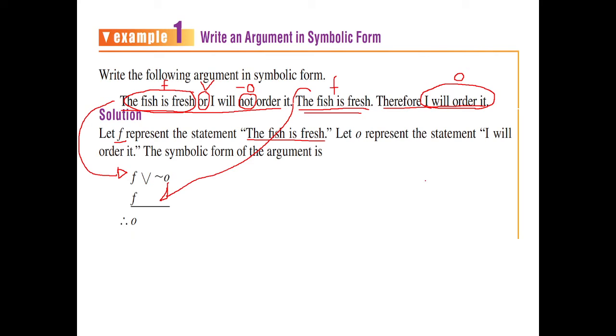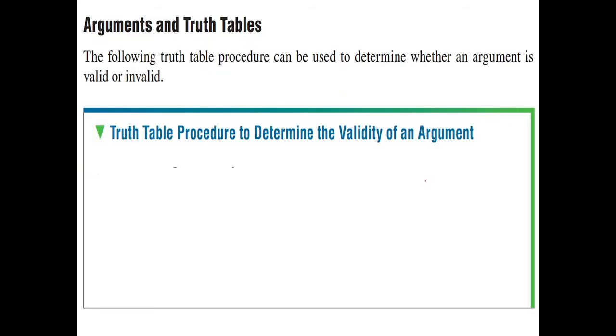Okay? Now, any questions about writing an argument in symbolic form? Do you understand, class? Is it clear? Very good. Okay, let's continue. Now this time, how do we determine the validity of an argument? These are the steps we will follow.